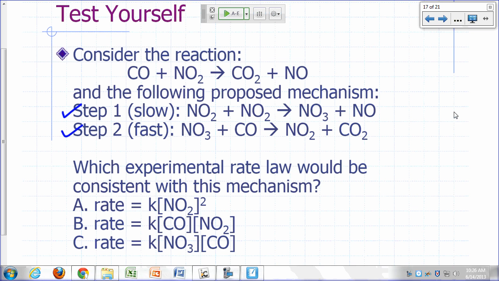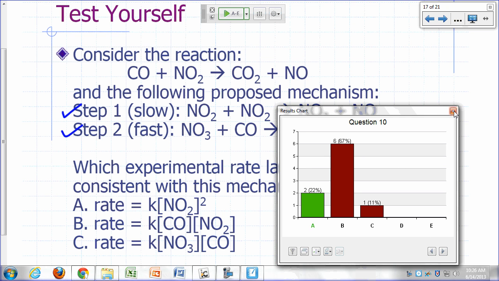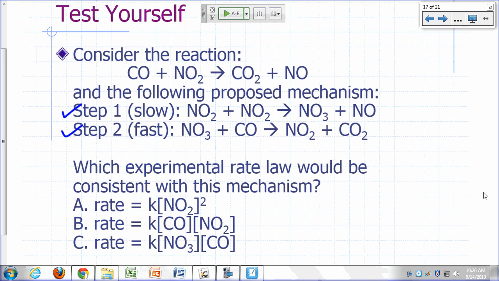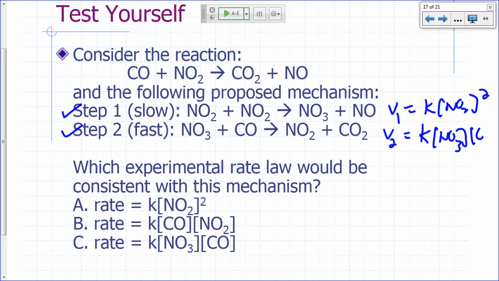Okay, let's do it again. How do you do it this time? A. Very good. Alright, correct answer is A. Why A? That's your slow step. The rate for step 1, let me call that V1. V1 is k times NO2 squared. What's the rate for step 2? It's k times NO3 times CO, right?